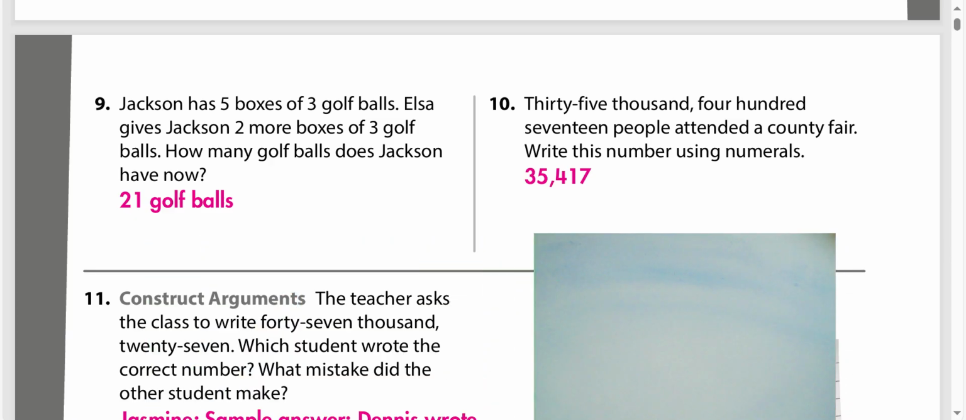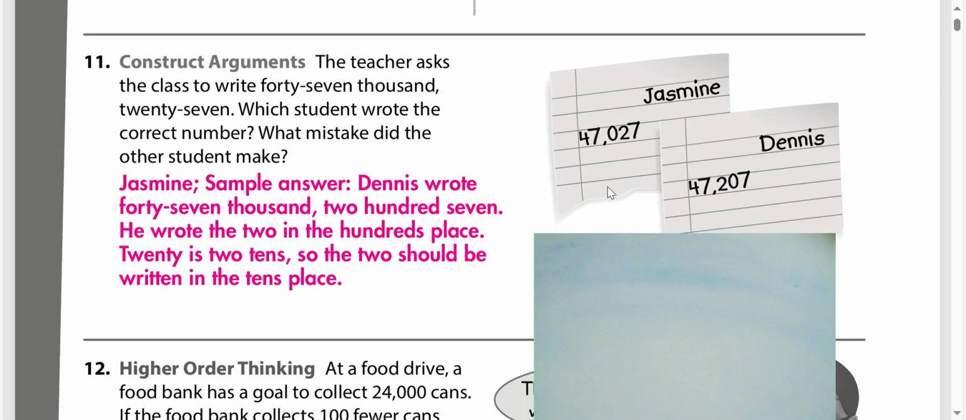35,417 people attended the country fair. Write the number using numerals. 35,417. Okay. Next question.